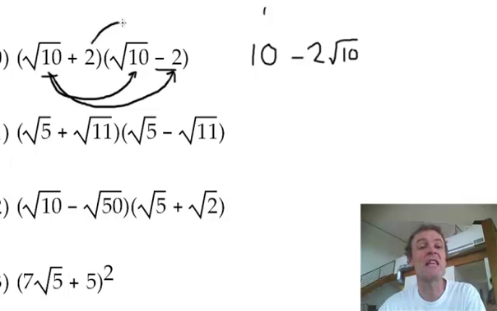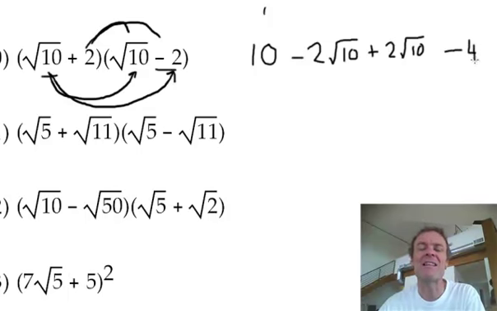First, outer, what's the inner? That's a positive 2 root 10, because all you can do is go, what's 2 times root 10? This was the positive one. Finally, what's 2 times negative 2? It's negative 4. Okay, now here's the little sneaky thing for this one.